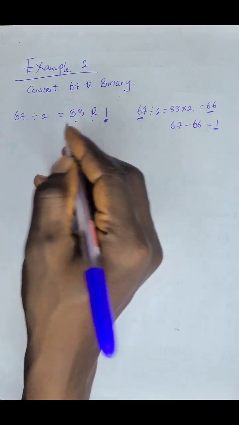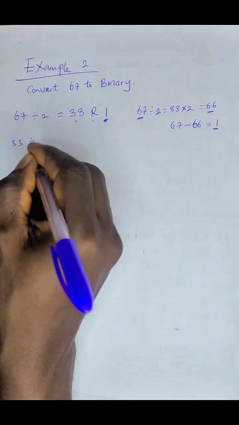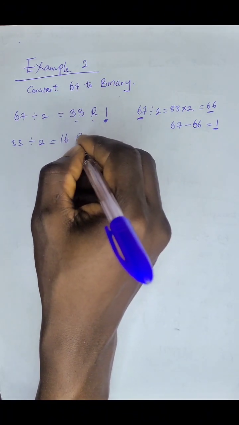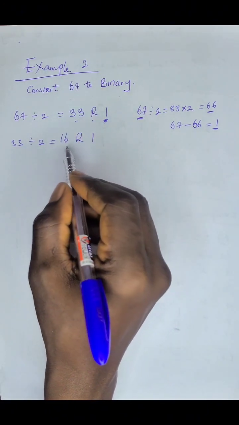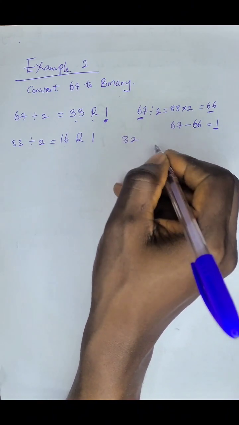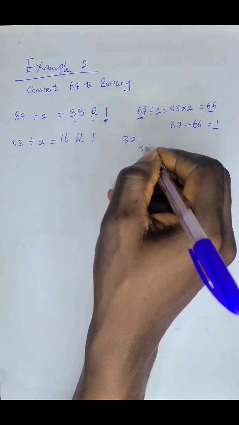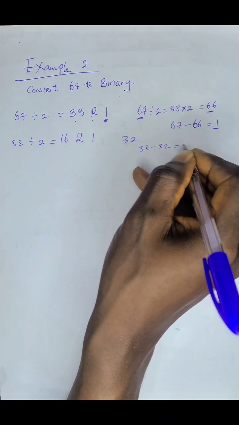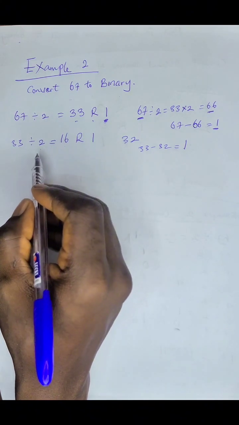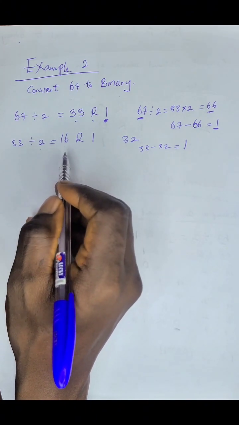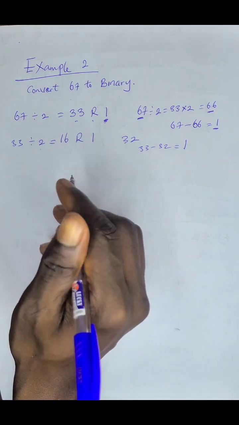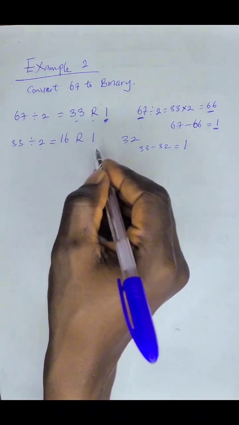So now we'll take the 33 and divide it by 2 again. It will give you 16 remainder 1. If you multiply 16 by 2, it will give you 32. 33 minus 32 will still give you 1. So 33 divided by 2 will give you 16 remainder 1, meaning 2 can go into 33 16 times, remaining 1. So you write the 1.